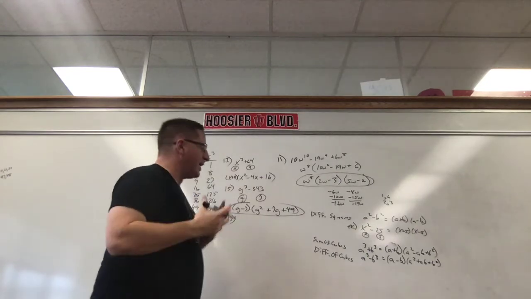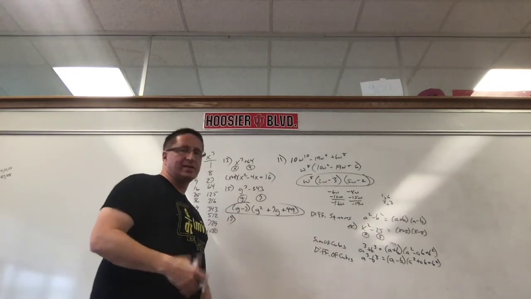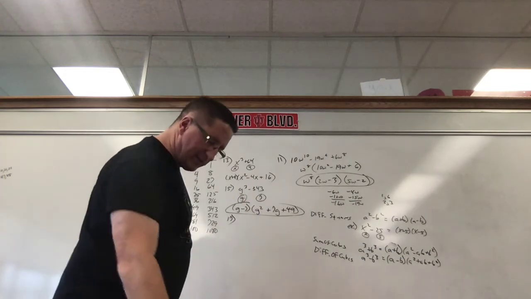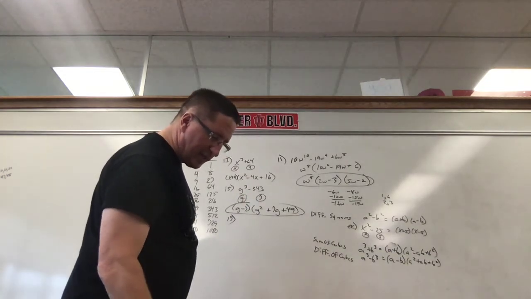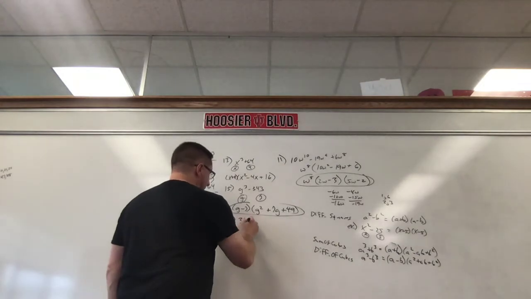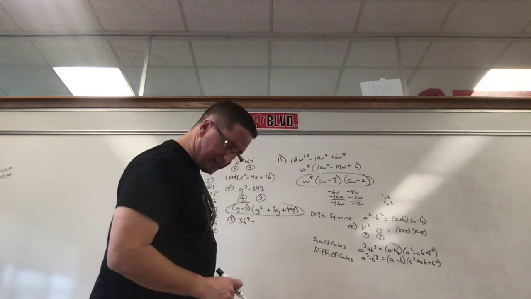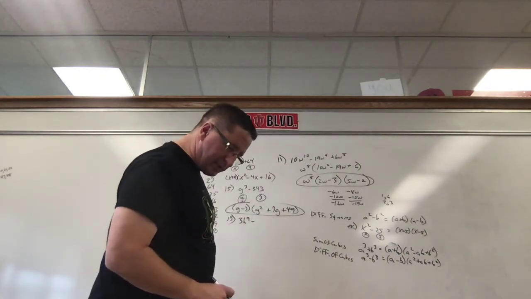I very likely will give you these formulas on your next test, whenever that is. Let's look at number 17. We have 3h^9 minus 192h^6.